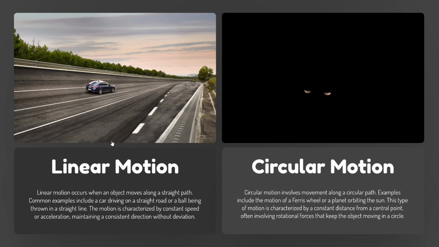So coming to the next topic, we are discussing two major types of motion. One is linear motion and the other is circular motion. Linear motion occurs when an object moves along a straight path. When an object moves along a straight path, it is called linear motion. Those examples are very familiar to you guys. Can you name some in the comment section, or examples of circular motion in your comment section?